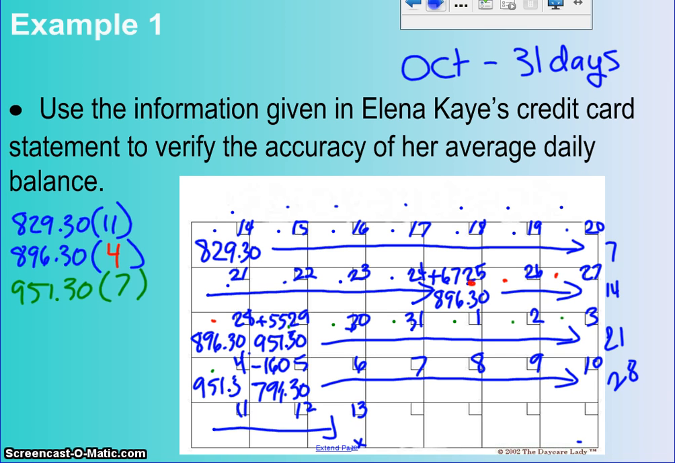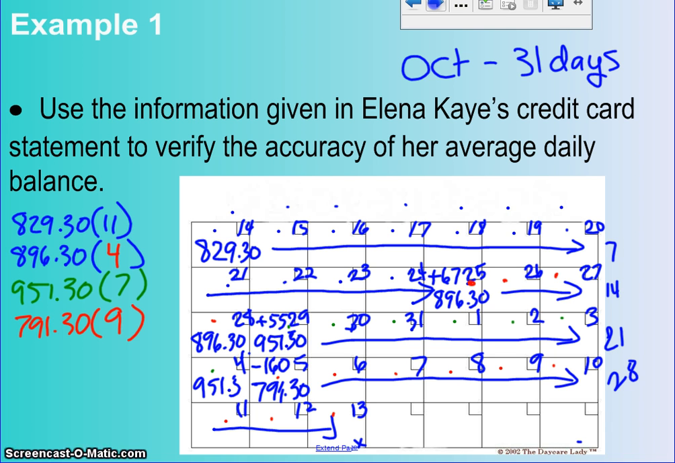Finally, a payment was made, and it lowered the balance at that point to $791.30. And that was for 1, 2, 3, 4, 5, 6, 7, 8, and 9 days.